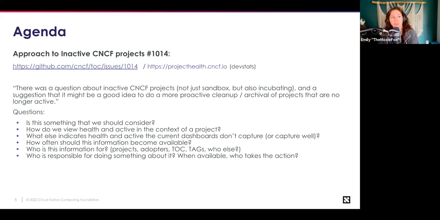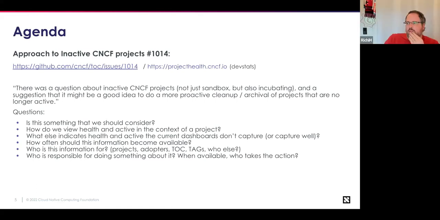So my question is: is the criteria that we have for archival enough of a low bar for determining whether or not we need to re-engage with projects if they come up as inactive? And how could we potentially programmatically identify indicators that would allow us to have that conversation? Because I don't believe, based off of the criteria that we have, we can do that today.